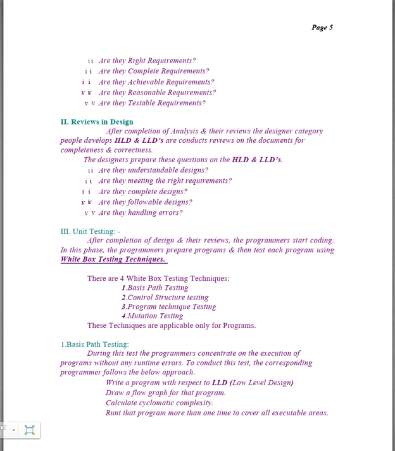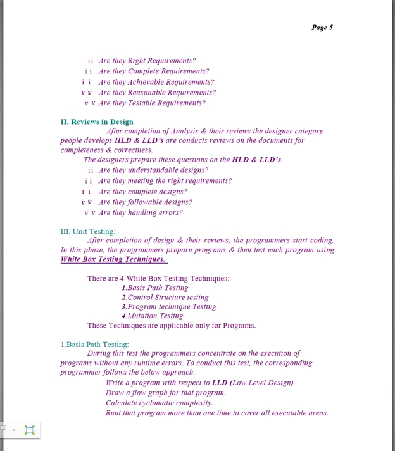After completion of design and the reviews, the programmers start coding. In this phase, the programmers prepare programs and then test each program using white box techniques such as basis path testing, control structure testing, program technique testing, and mutation testing. In basis path testing, the programmer concentrates on the execution of the program without any runtime errors. That is the main intention of the developer. The program should run without any runtime error.